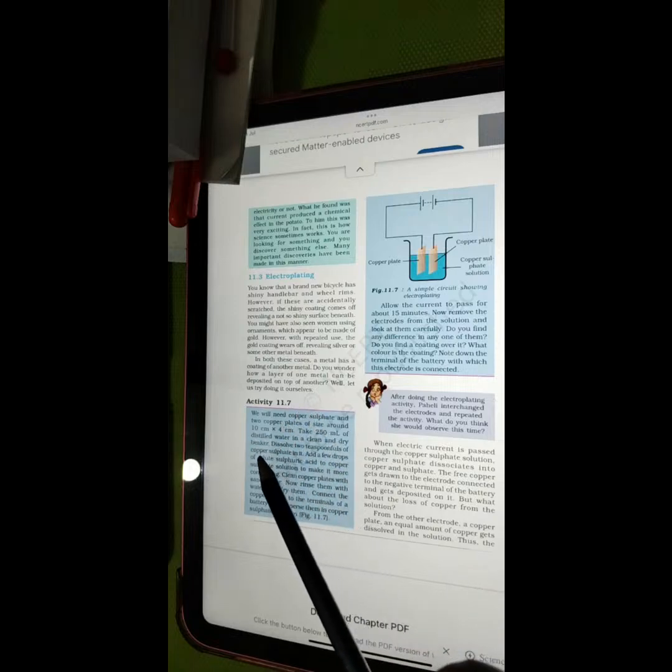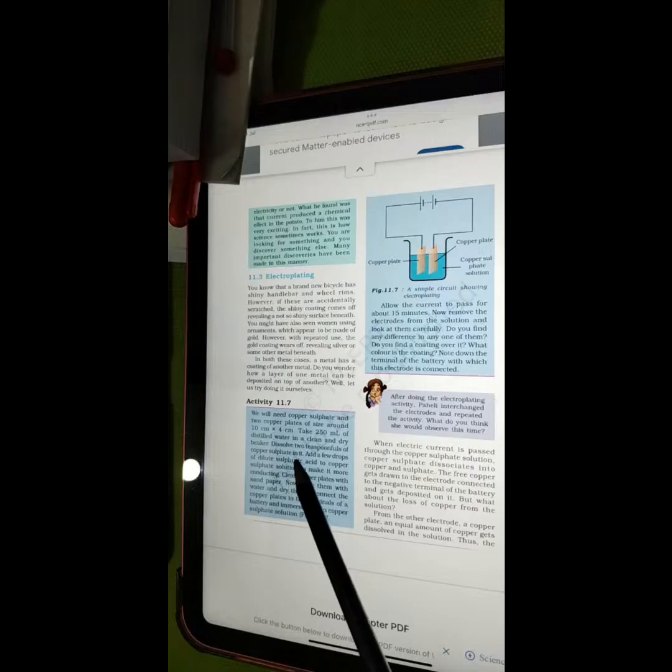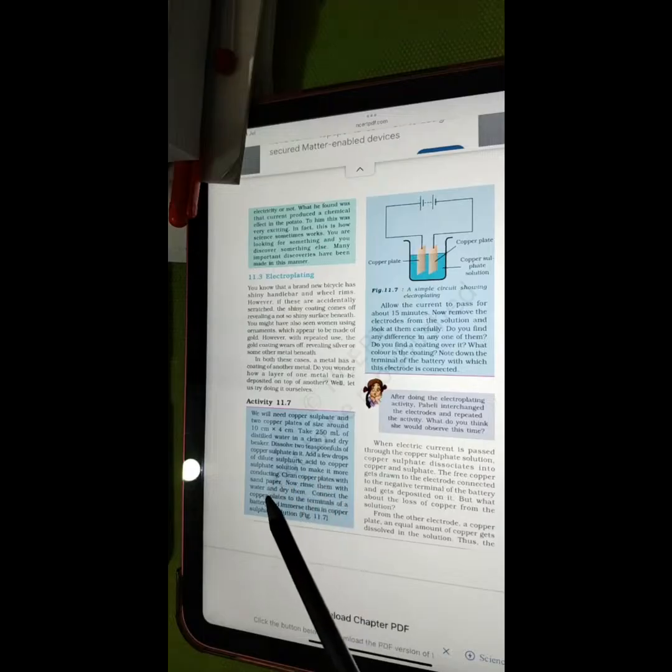Activity 11.7. We will need copper sulfate and two copper plates of size around 10 centimeter into 4 centimeter. Take 250 ml of distilled water in a clean and dry beaker. Dissolve 2 teaspoons of copper sulfate in it. Add a few drops of dilute sulfuric acid to copper sulfate solution to make it more conducting.